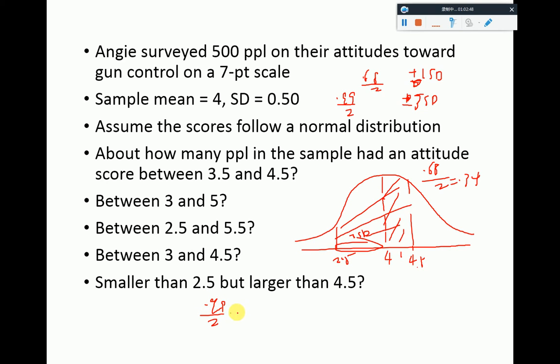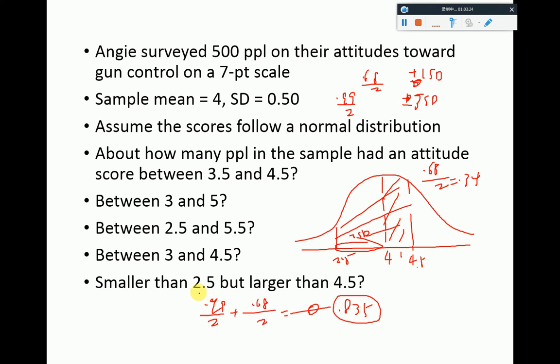Okay, so the probability of observing any score that's greater than 2.5 but smaller than 4.5 will be 0.99 plus 0.68 divided by 2, right? So it will be 0.99 plus 0.68 divided by 2. It will be 0.835. This is the probability of observing any score that's greater than 2.5 but smaller than 4.5.